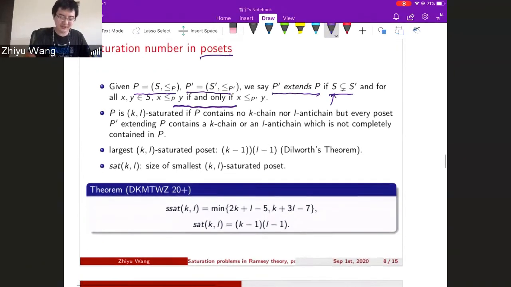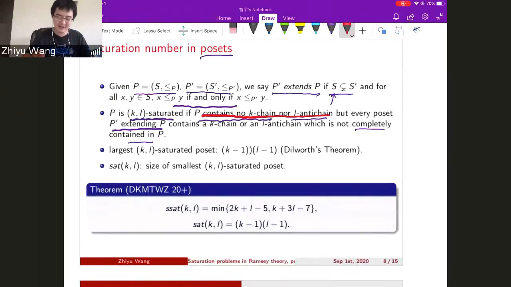naturally P is KL saturated if P contains no K chain and no L anti-chain, but then if we add any new element, any poset extending P will contain a K chain or an L anti-chain, and naturally it's not completely contained in P. And then similarly semi-saturated if we don't need this part.